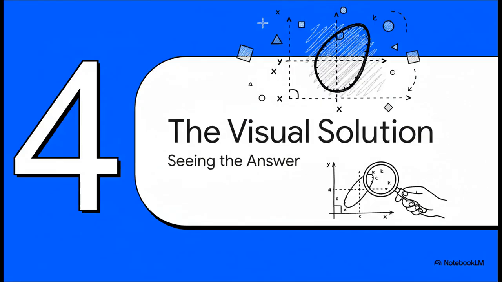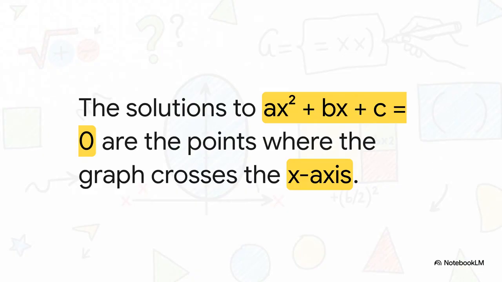All right, our final tool is maybe the most intuitive one, and it's kind of a beautiful one too, because sometimes the best way to solve an equation is to simply look at a picture of it. This really gets to the core of it. When we set a quadratic equation to 0, what we're really asking is a visual question. Where does this parabola cross the horizontal x-axis?